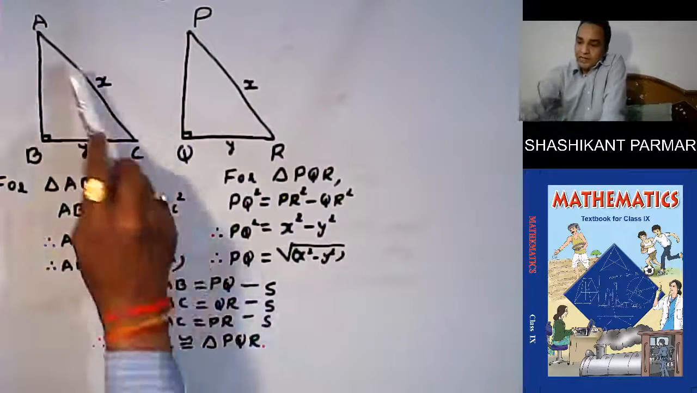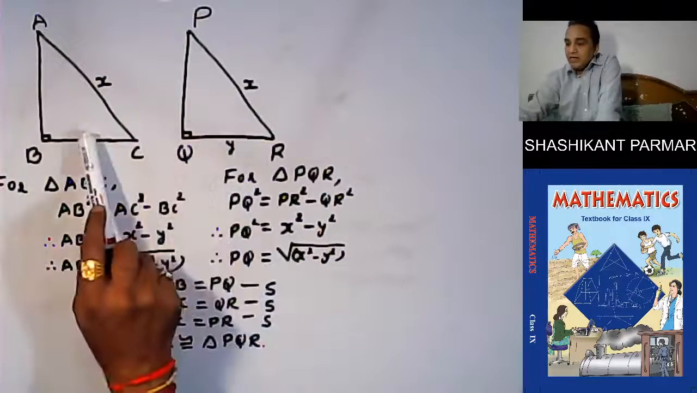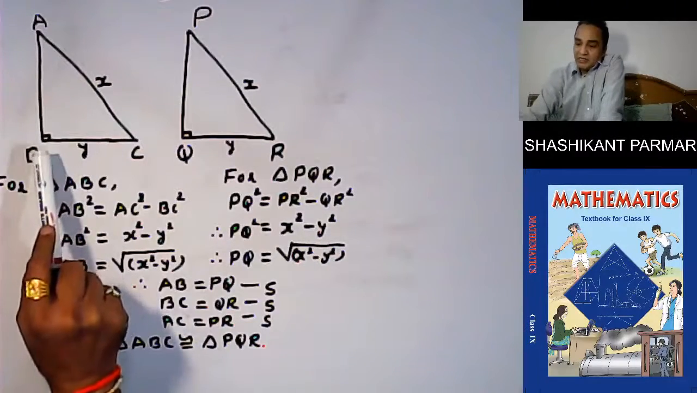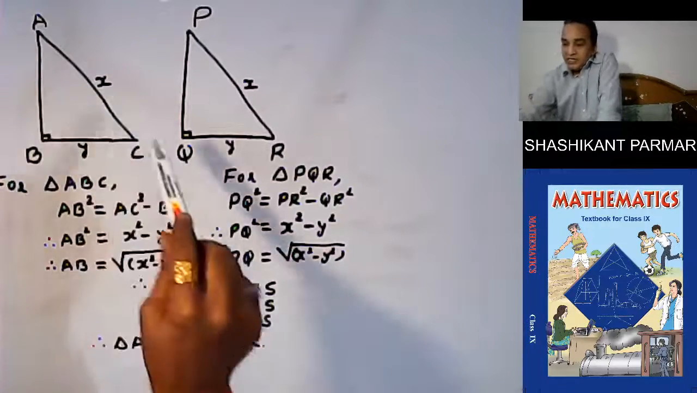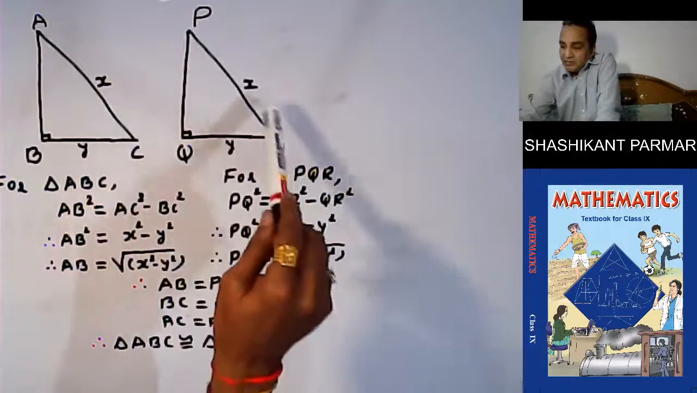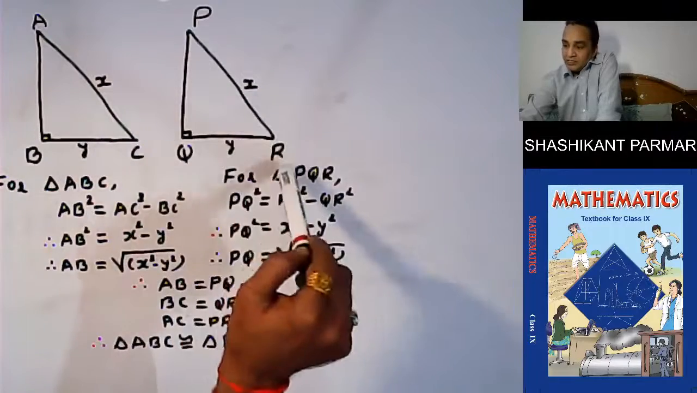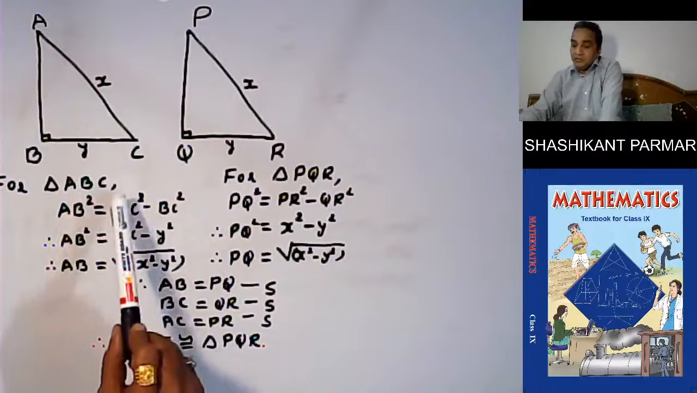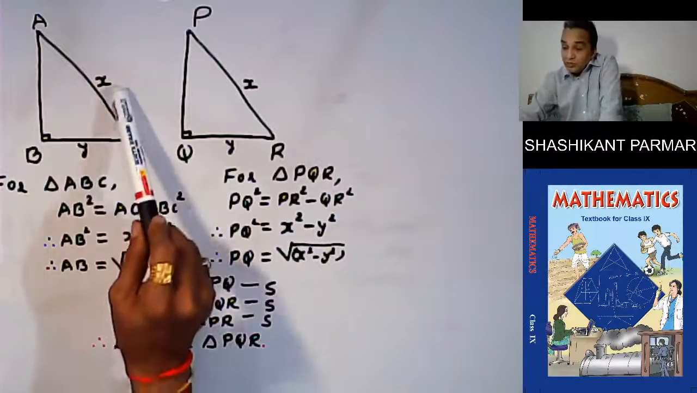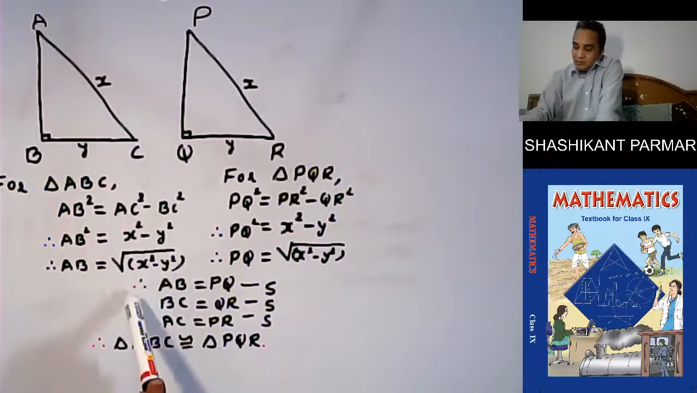So two triangles ABC and PQR are both right-angled triangles, with B the right angle here and Q the right angle here. We are given that the hypotenuses AC and PR are equal, and one side BC and QR is equal. Then, using these two sides, apply the Pythagoras rule.